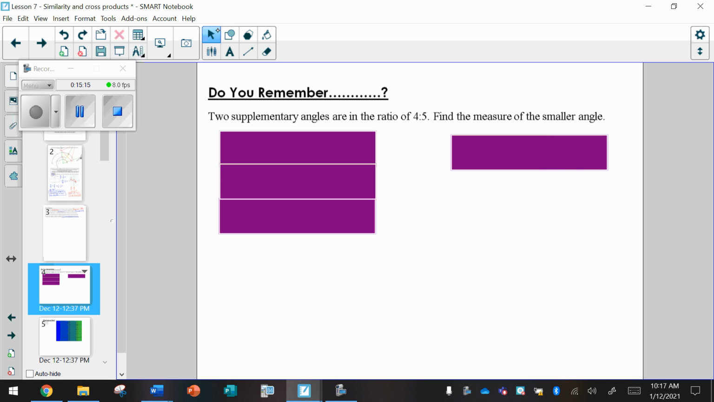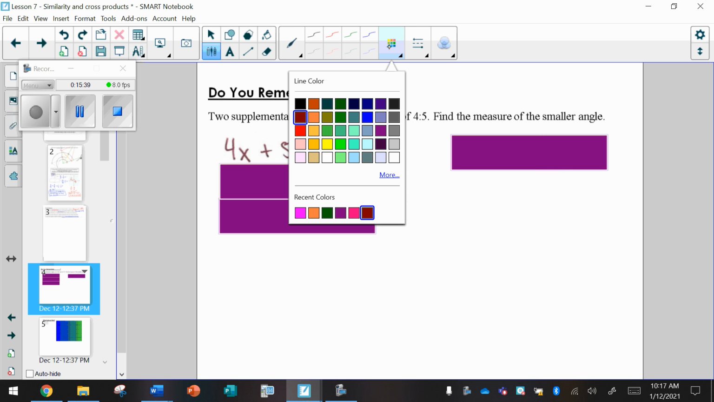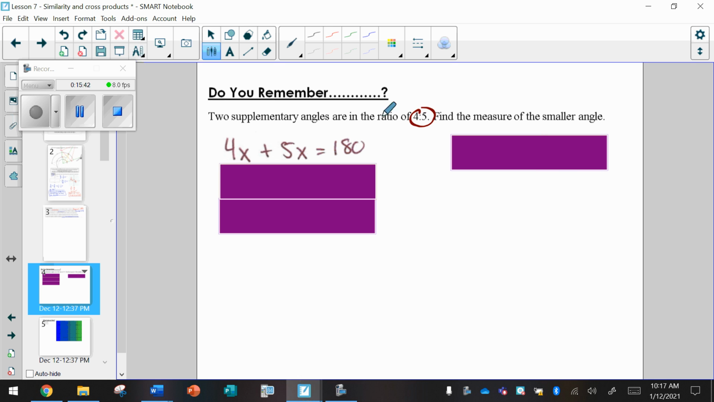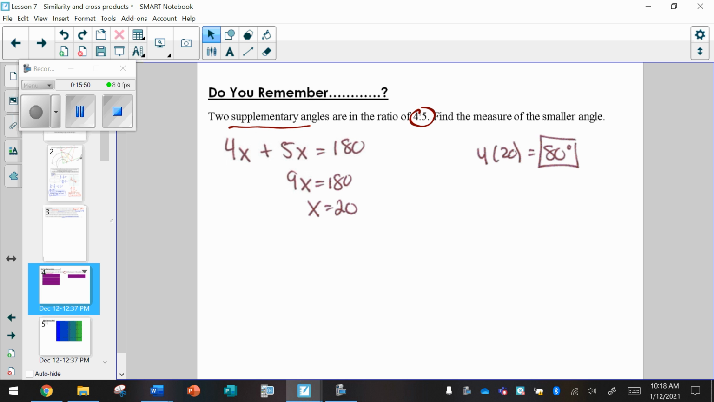Well, one thing that I told you that we should do is take the numbers in the ratio and put an x with each number of the ratio. So the ratio of 4 to 5 actually turns into 4x plus 5x. The 4x and the 5x are supplementary, so that means that they add up to 180 degrees. So the 4x comes from the 4 piece of the ratio, the 5x comes from the 5 piece of the ratio, and the 180 comes from the supplementary. So add them together, divide by 9, and we get our answer to the question. All right, nice little review.